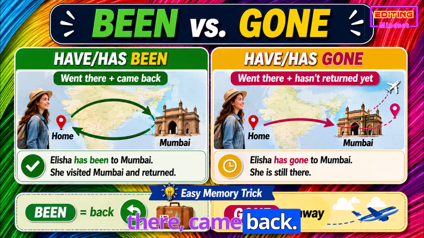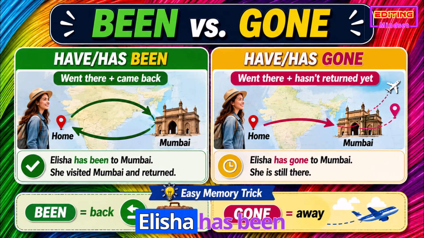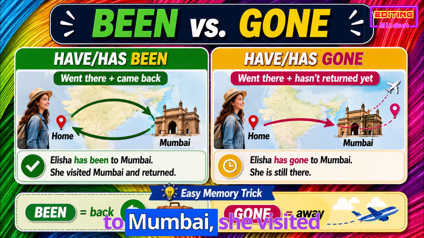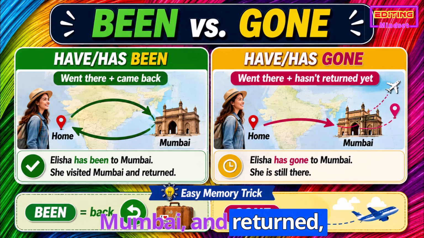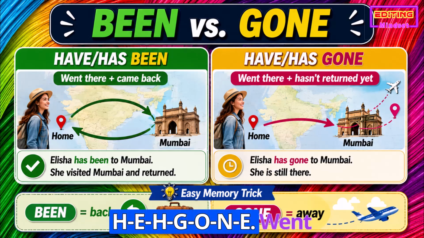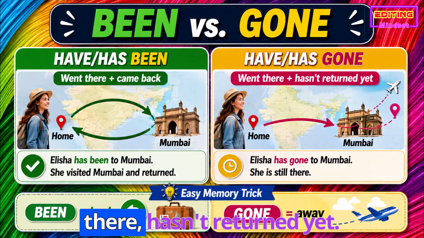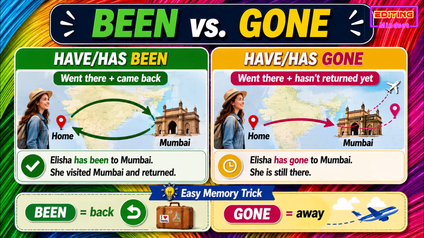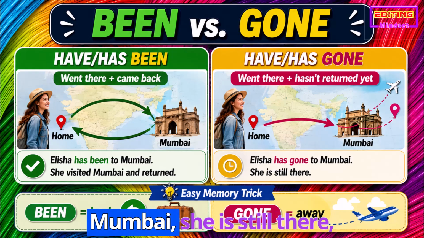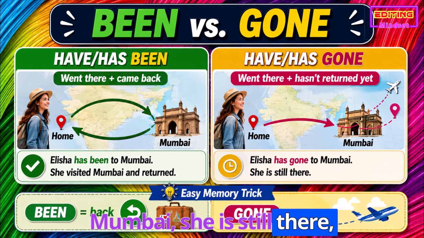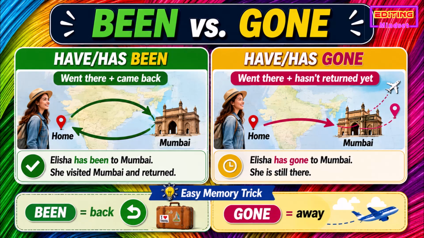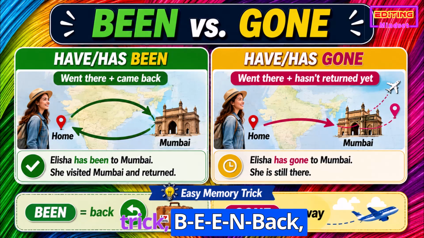Have or has been: went there, came back. Alicia has been to Mumbai. She visited Mumbai and returned. Have or has gone: went there, hasn't returned yet. Alicia has gone to Mumbai. She is still there. Easy memory trick: been, back.